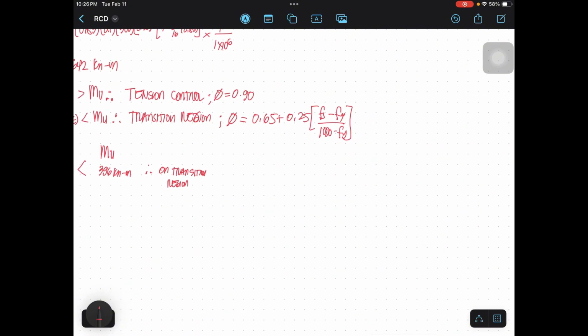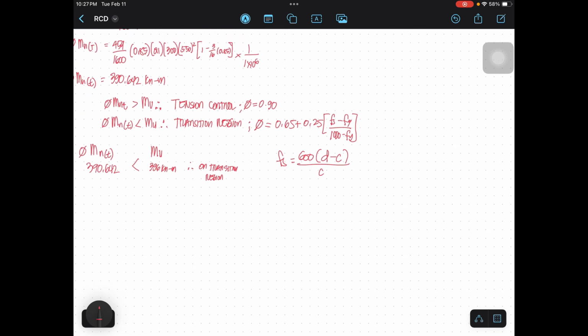Okay. Since sa transition region, wala siyang indicated kung what type of tensile strength yung magagamit. So, we can compute the value of tensile strength using the formula 600 quantity effective depth minus the distance from the neutral axis over c. Okay.